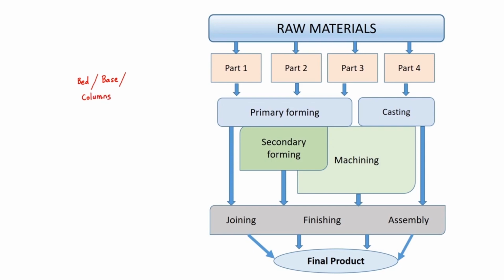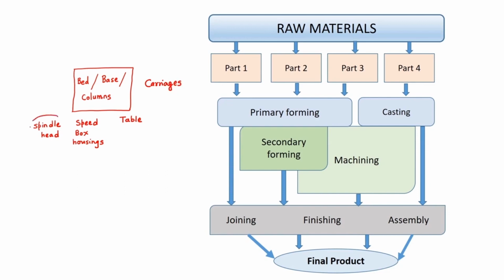So, bed, base and columns are made up of metals. On these basic structural elements, we are putting up various sub-assemblies, and these sub-assemblies may be spindle head, speed box housings, various tables, various carriages, so on and so forth. So, all these sub-assemblies will be integrated on the bed or base or the columns of a typical automated system.